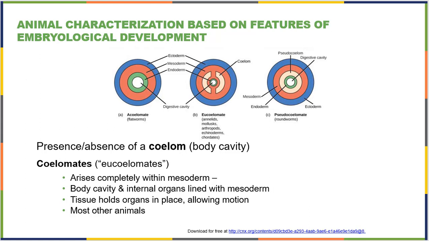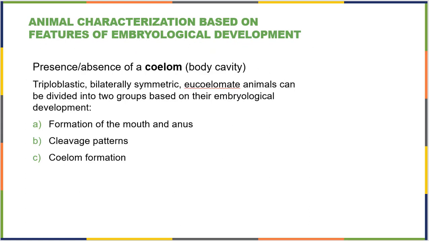If you can imagine having a spinal fusion, if you've ever seen someone that has that surgery, they have a really hard time moving around, and that's what would happen if you didn't have those tissues that are separated by these different cavities. You'd be really, really stiff. So again, presence or absence of the coelom makes you an acoelomate, a pseudocoelomate, or a coelomate animal.